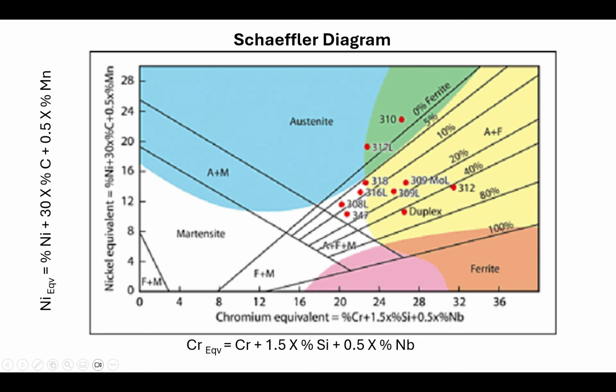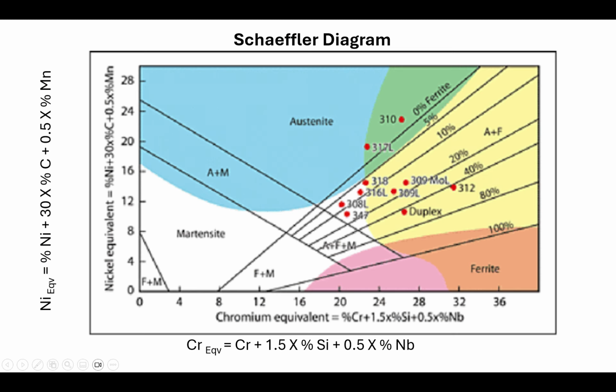If you look at the blue zone and partly the green zone above, this is all austenite. So here are ferrite and martensite, martensite, austenite and martensite, and austenite. Below this line the ferrite percentage grows, and below this line it is all ferrite. This zone is martensite and ferrite. This is how the diagram shows different phases.